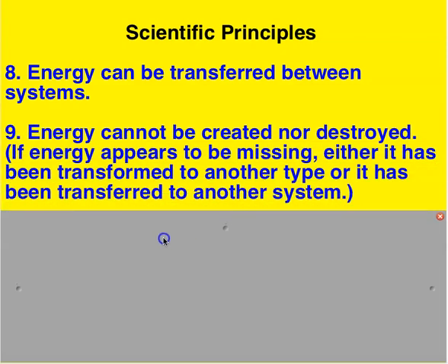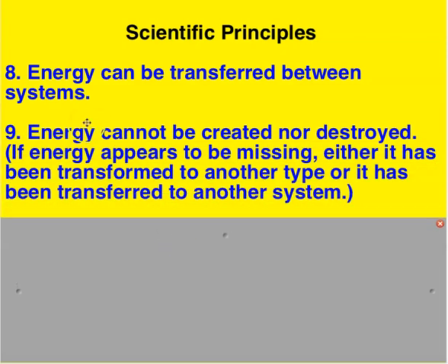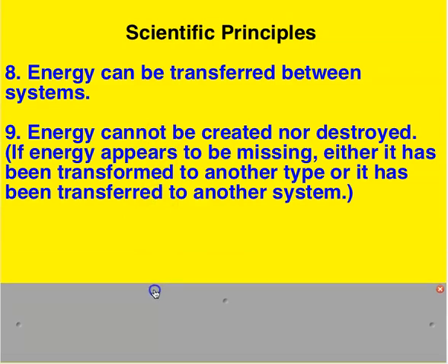Number 9 says energy cannot be created nor destroyed. So just put that down. You don't need to put the whole parentheses down. I just wanted to explain it a little bit more. It says if energy appears to be missing, either it has been transformed to another type or it has been transferred to another system. So just understand that energy cannot be created nor can it be destroyed.